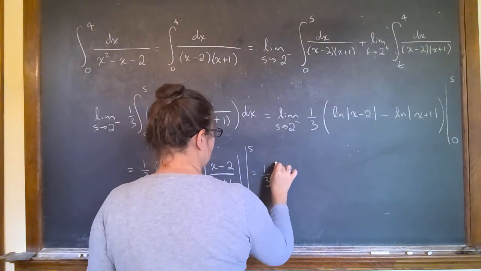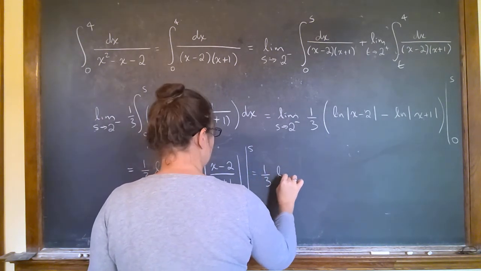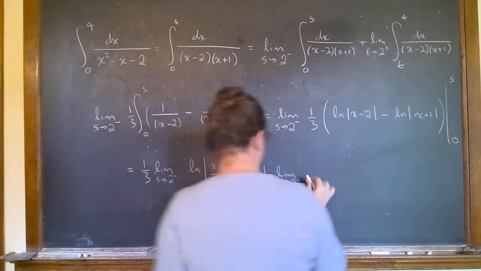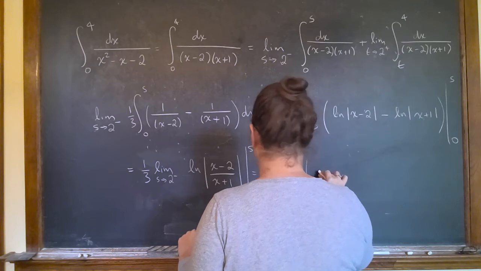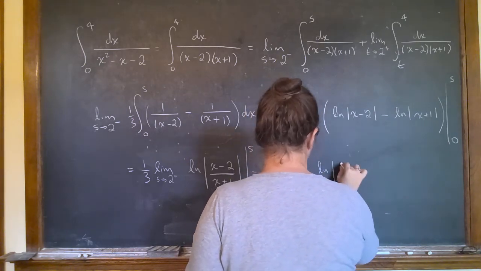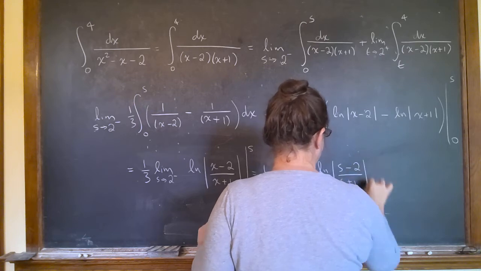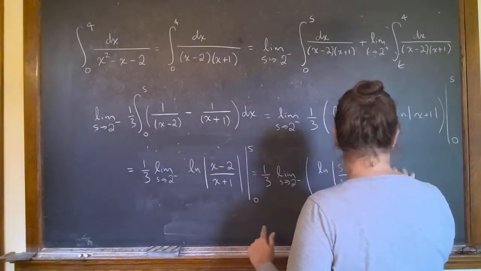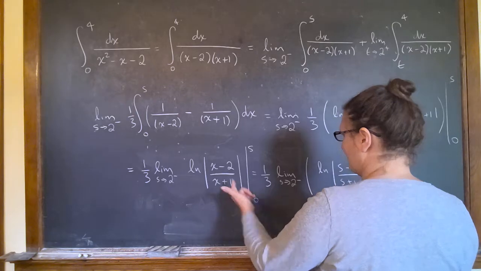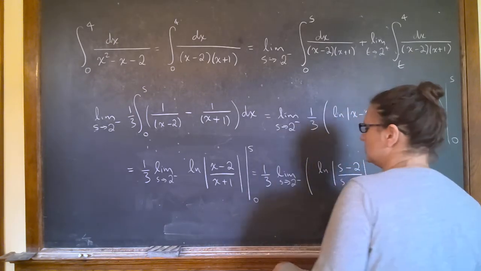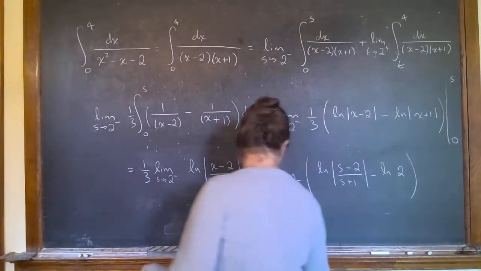I have 1/3 times the limit as s goes to 2 of natural log of (s minus 2) over (s plus 1) minus natural log of... okay, I put in 0, I get natural log of the absolute value of negative 2, so that's just natural log of 2.